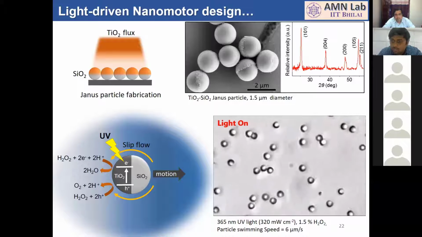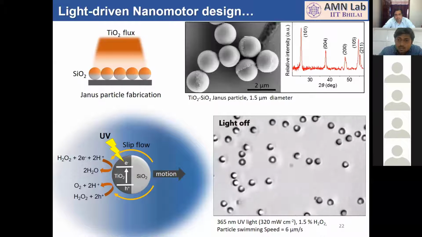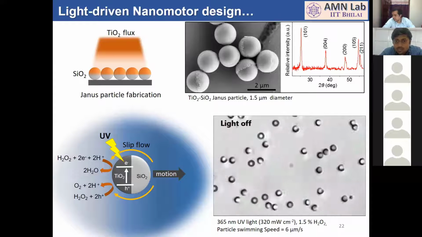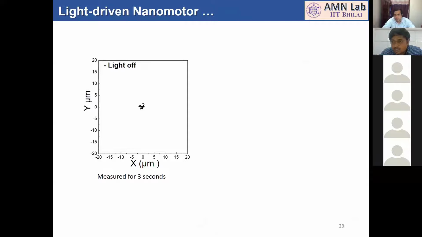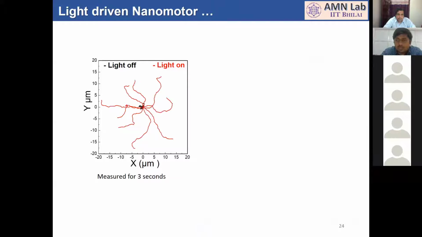Randomness comes from the thermal fluctuations. So we can see how they swim under the light, and this can be seen more clearly in terms of the trajectories of these nanomotors, which are plotted from 0, the center position in the XY plane. When the light is off, all the nanomotors are confined in a small region. They are not going anywhere. When I turn the light on, they start moving in random directions, making longer trajectories.